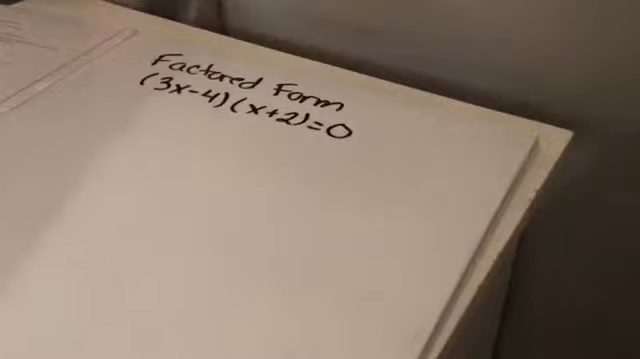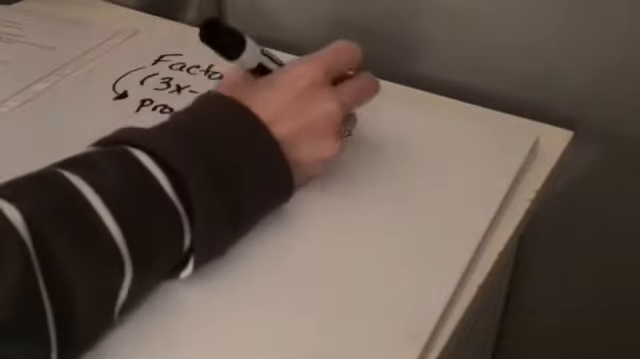when it's in factored form, okay? So what is factored form, right? Factored form just means your polynomial is written as a product. Okay? So something like 3x minus 4 times x plus 2 equals 0 would be factored form. Okay? So we want a product of 2 or more linear factors.